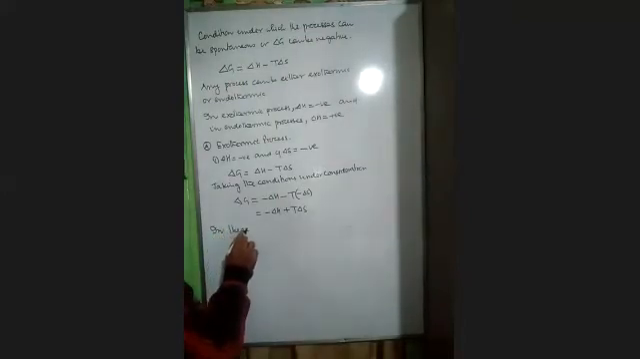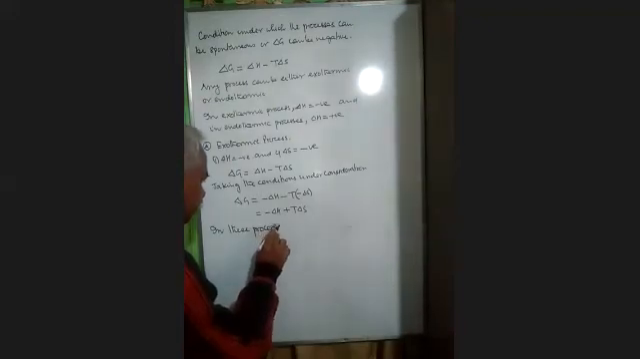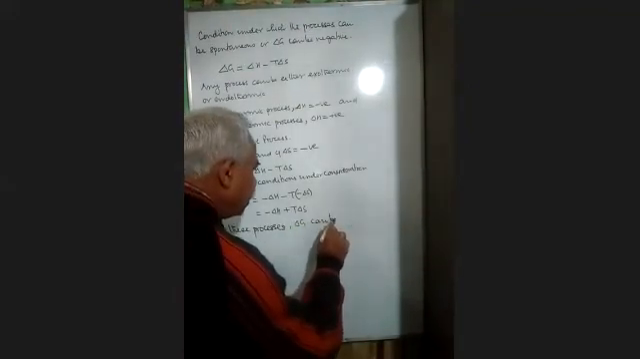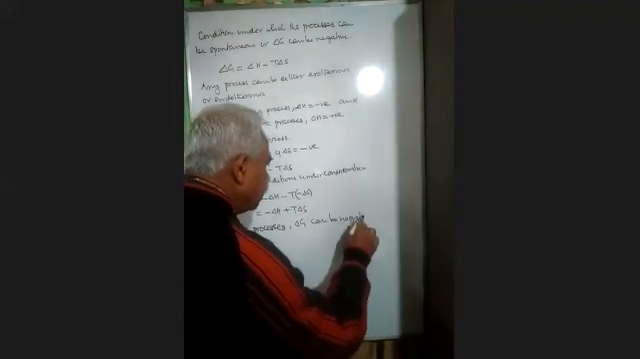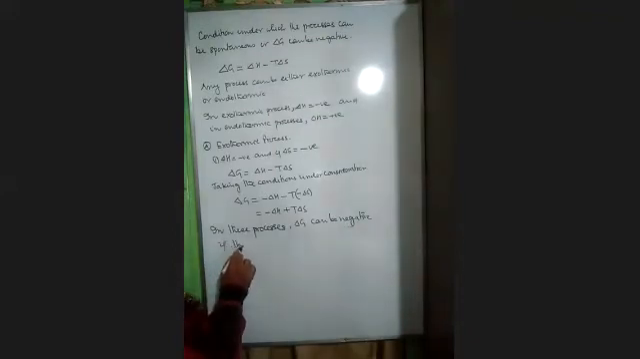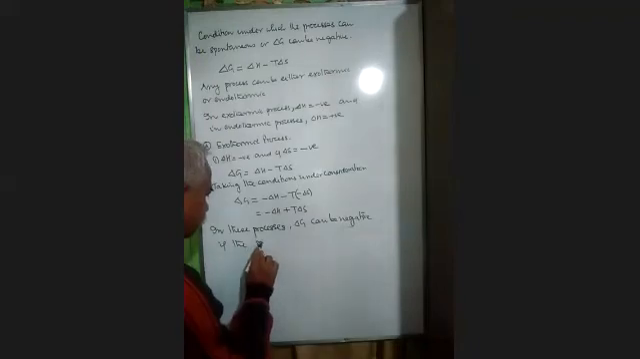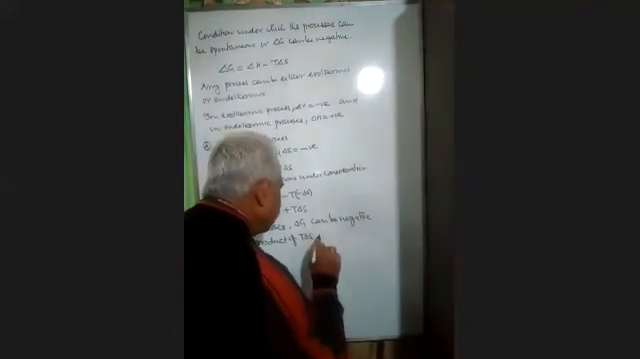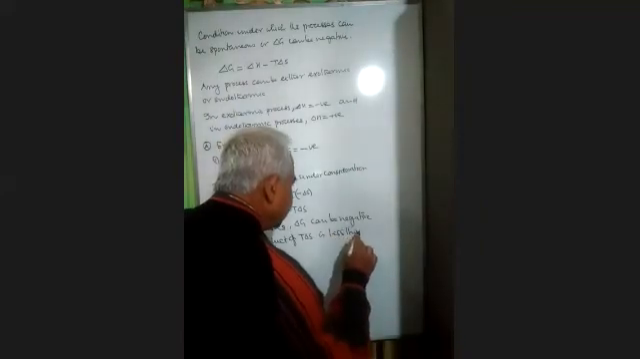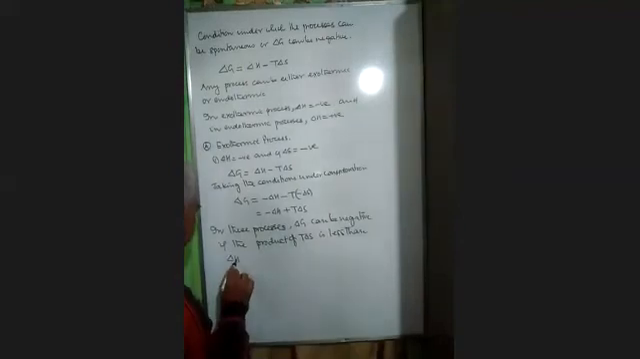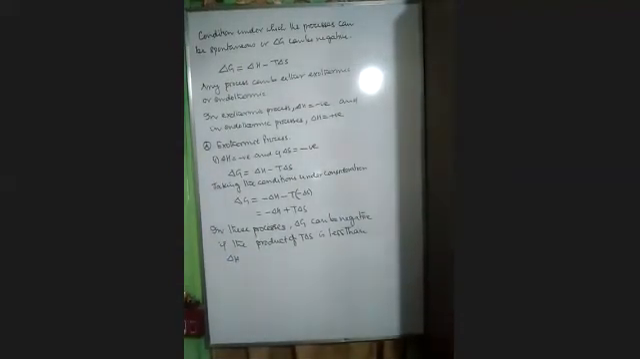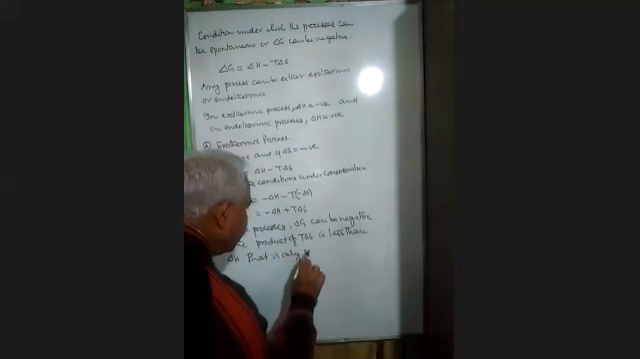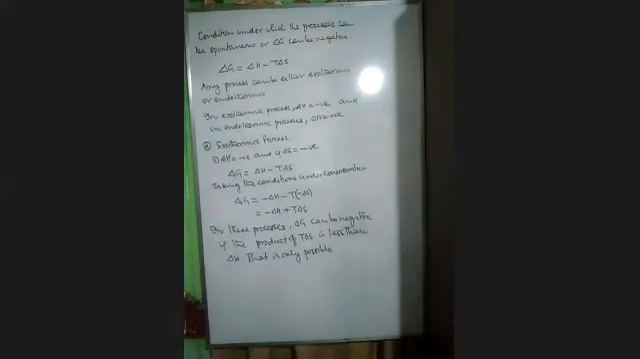In these processes, delta G can be negative if the product of T into delta S is less than delta H. That is only possible.